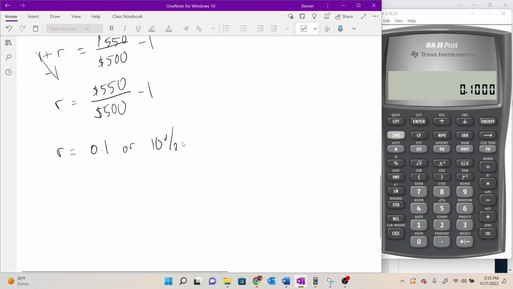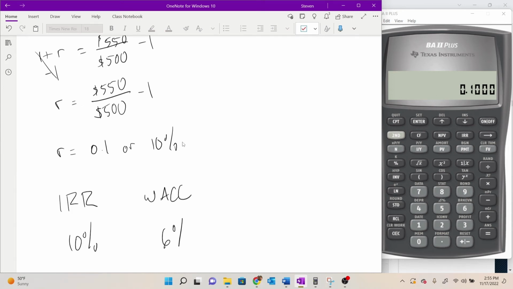All right, so that is our IRR. So our internal rate of return is 10%. Our cost of capital was 6%, right? And so that internal rate of return is greater than the cost of capital. The internal rate of return rule says that we would accept this project because it's going to cost us 6% to use the funds, but we're expected to earn a rate of return of 10%, which would then imply that we have a positive net present value project.